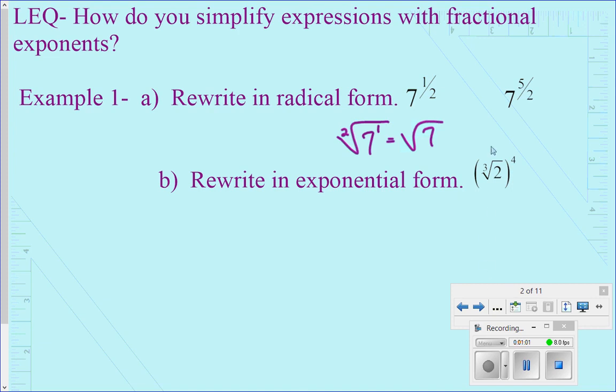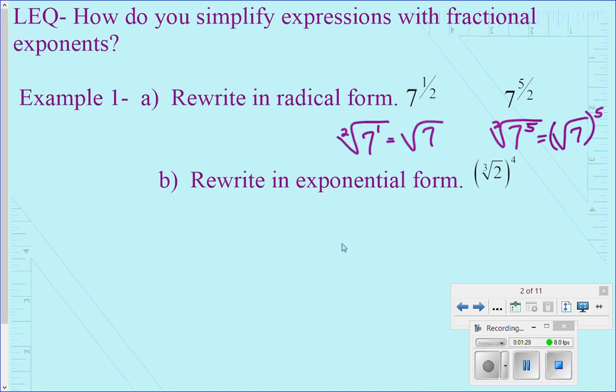So 7 to the 5/2, same idea. 7 is to the 5th, and that's the square root. Again, I could put the 2 or leave it blank, but that's how we simplify 7 to the 5/2. Another thing you can do is make it the square root of 7 and then put the 5 exponent on the outside of the square root. They are equivalent, so either is fine there for radical form.